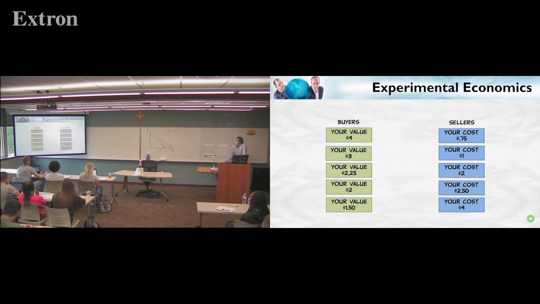Smith let the students make trades in a double oral auction. Traders would call out, "I'll sell for $2," "I'll buy for $1," and so forth. Anytime two traders agreed to a deal, the price would be called out. "Sale at a price of $1.50." If a buyer and a seller, say this buyer and this seller, agreed to make a trade at, let's say, a price of $1, then the seller would earn the price minus their cost. In this case, the seller would earn a profit of 25 cents. The price minus their cost.